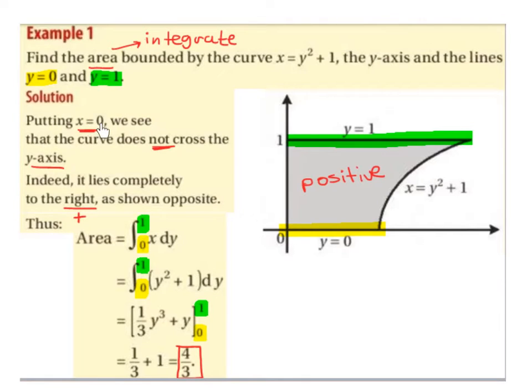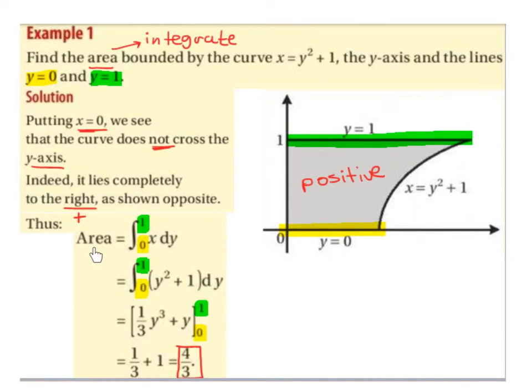If we put x equal to 0, we can see that the curve does not cross the y-axis. If x is 0, we have 0 equals y squared plus 1, so minus 1 equals y squared. So y would be equal to the square root of minus 1, which is not real. Therefore, it does not cross the y-axis. We can see in our graph, this is the y-axis, and the curve does not cross it. Indeed, it lies completely to the right, as shown opposite. So the curve lies completely to the right of the y-axis, and therefore the area between the curve and the y-axis will be positive.